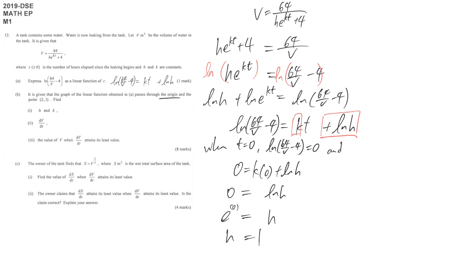And the second point, they say that it passes through (2, 1). That means when our input here is t equal to 2, then our output, that means natural log of 64 over v minus 4, will equal 1. Again, we substitute that, and we get 1 is equal to k times 2, plus natural log h. Well, we already know natural log h is equal to 0, so this part is negligible. k is equal to 1 over 2.